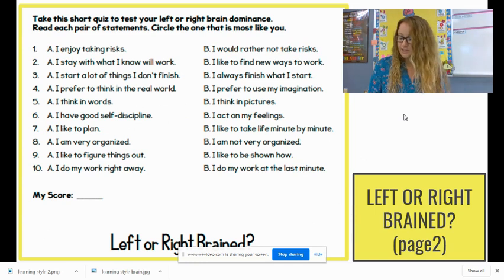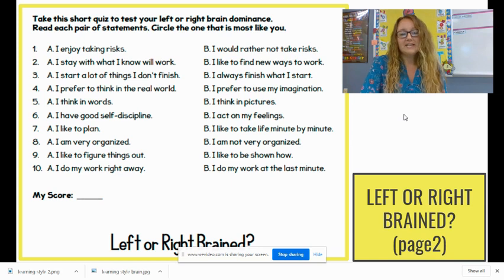All right, so let's get started. We are going to start with page 2. At the bottom, it says left or right brained. So when you look at the directions, it states, take this short quiz to test your left or right brain dominance. Read each pair of statements. Circle the one that is most like you.